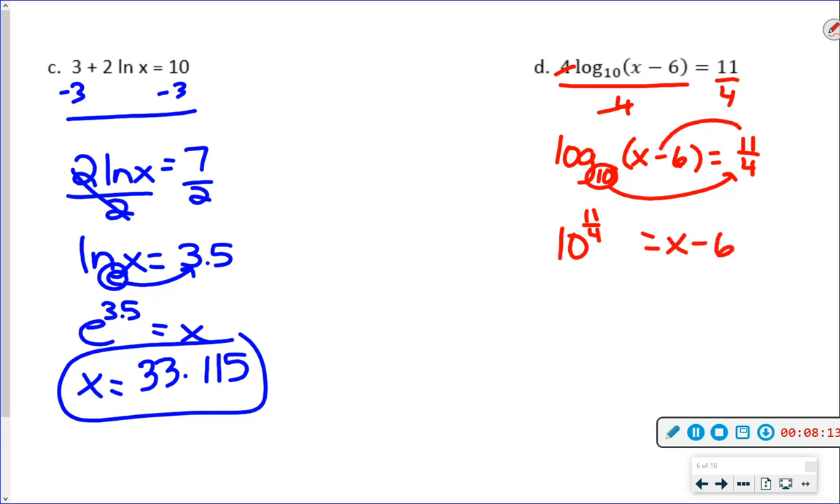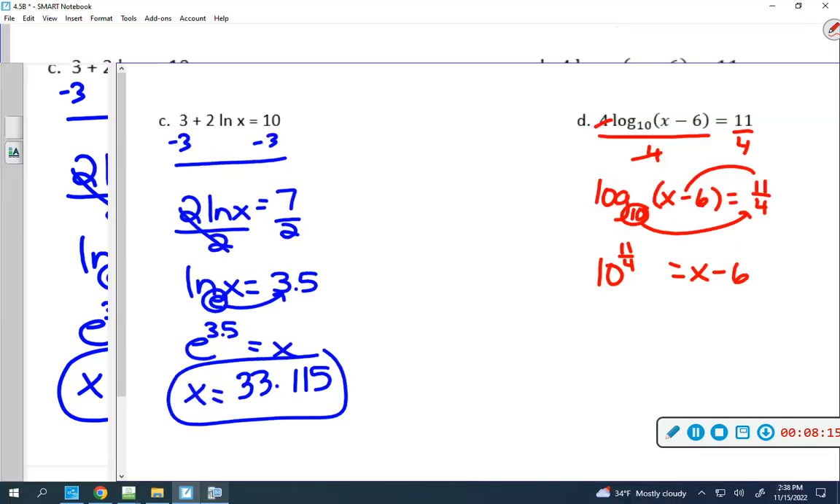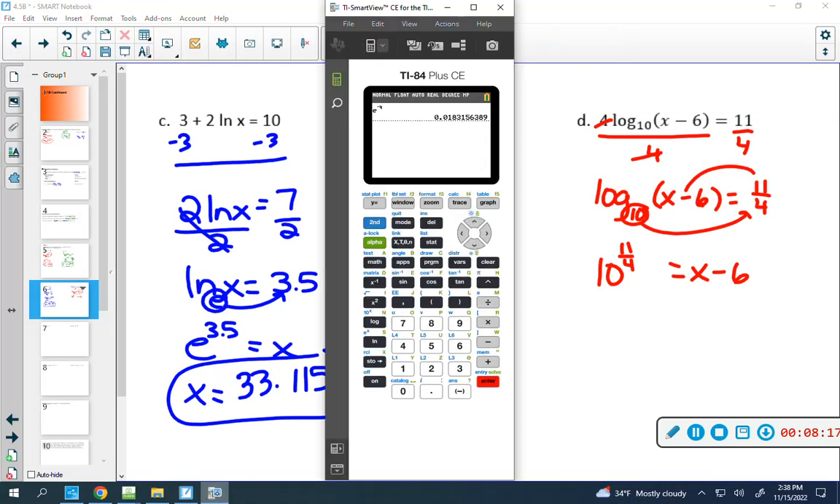So of course you're going to type in 10 to the 11/4, and no magic here. From here obviously I'd finish it in my calculator. 10 raised to, I don't even pull up the fraction bar or anything. I'm just going to do 11 divided by 4. And then of course I'm going to add 6 to that. You can hit plus 6 or just do mental math. So let's go, 568.341.